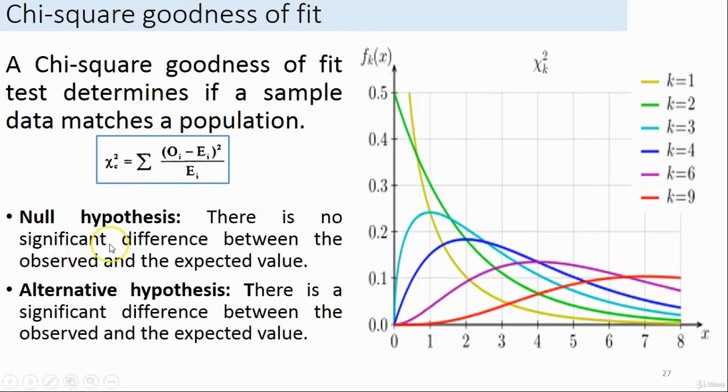So it has the null hypothesis: there is no significant difference between the observed and expected value. In case of the alternate hypothesis, yes, there is a significant difference. And the formula for this one is O for observed, E for expected. So this is the formula. And this is what the graph looks like for various degrees of freedom.